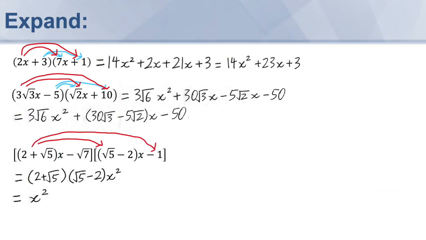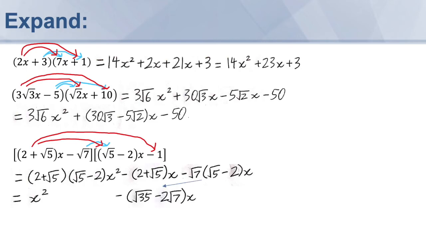Okay, next term. So it's 2 plus root 5x times negative 1. Well, it's negative 2 plus root 5x. Pretty self-explanatory. Next, we have negative root 7 multiplied by root 5 minus 2x. And that gives us negative root 35 minus 2 times root 7x. Lastly, we have negative root 7 times negative 1, which is positive root 7.